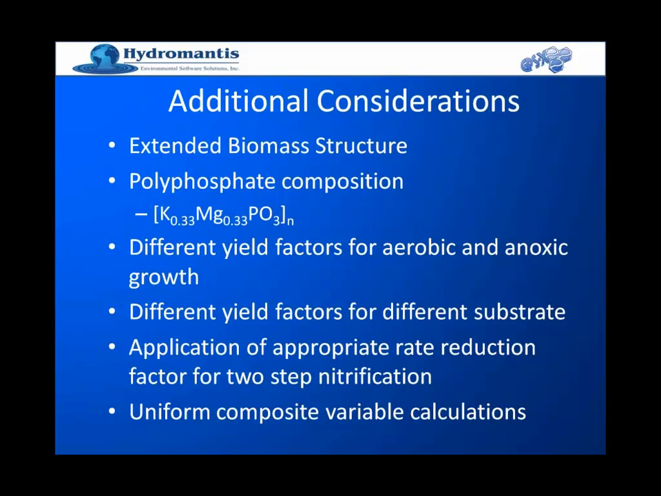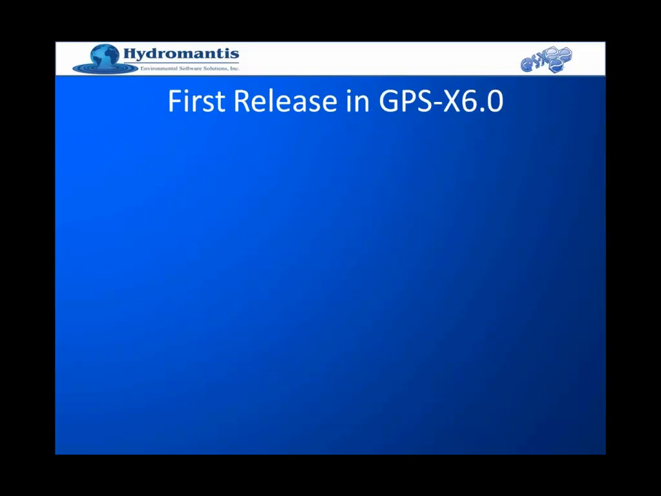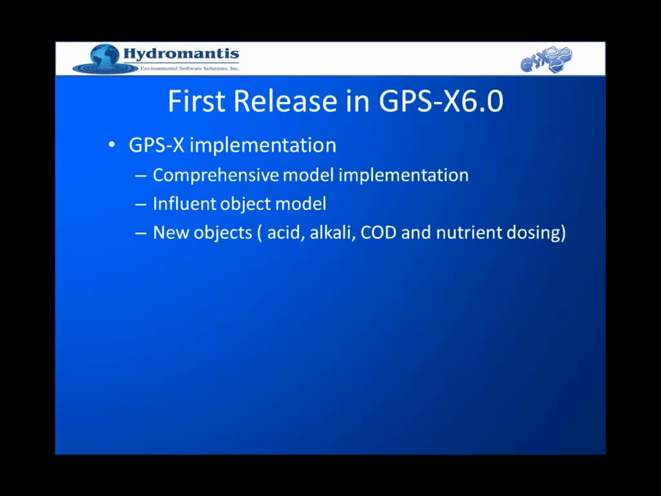So we made the first release in GPSX 6, which was in 2011, and what we did, we implemented this model in GPSX. In addition to implementing the model, we had to develop an influent object model so that the influent can be characterized easily. Also, we added some new objects, which are the acid objects like acid feed objects, alkali feed objects, COD feed, and nutrient dosing objects. So with this model, it's possible to estimate the consumption of acids and alkali for pH adjustment in the system.